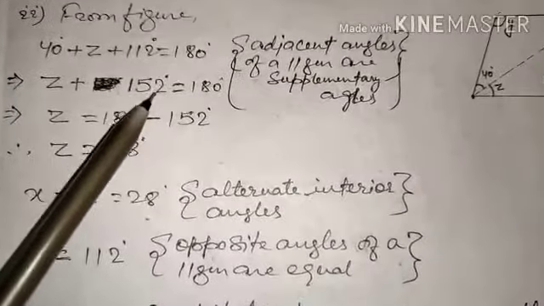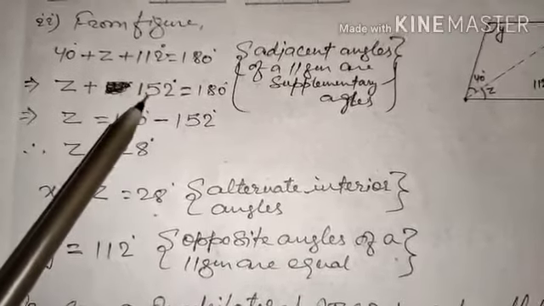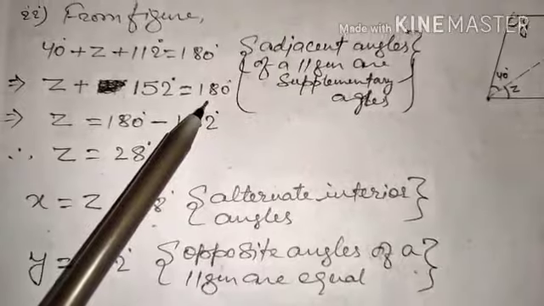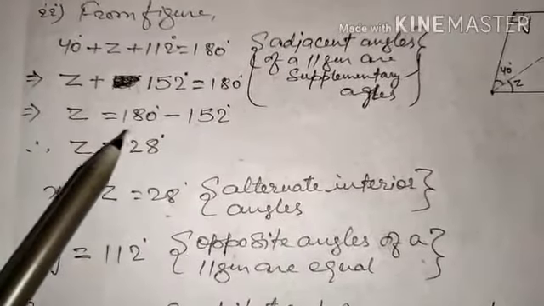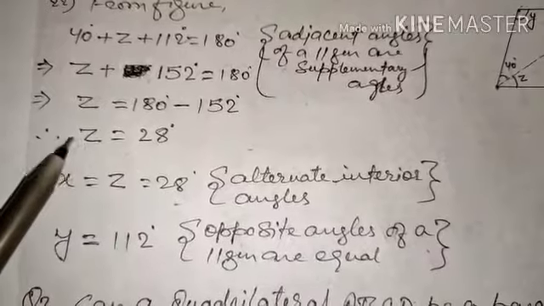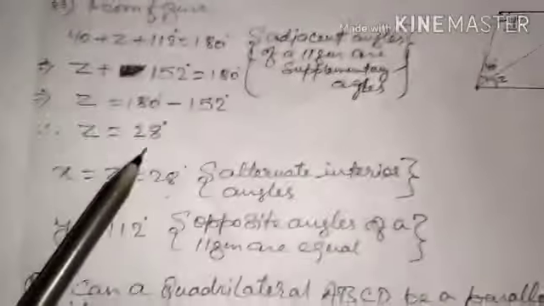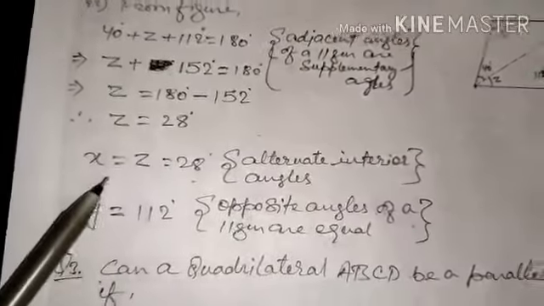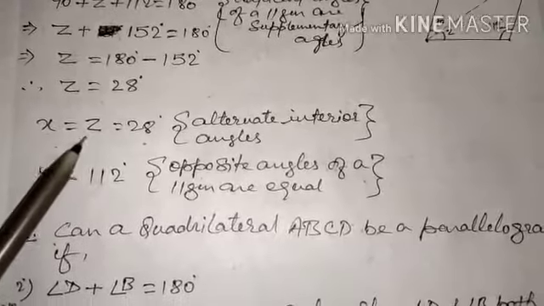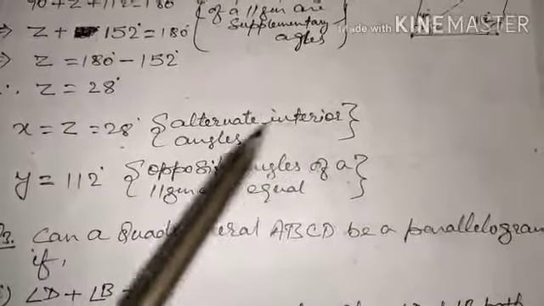z plus 152 degrees, when we add these two, we get 152 degrees, is equal to 180 degrees. Now z is equal to 180 minus 152 degrees, which is 28. So angle z is equal to 28 degrees. We have got the value of z. After finding the value of z, let us find the values of the other angles, that is x. x is equal to z is equal to 28 degrees, alternate interior angles.